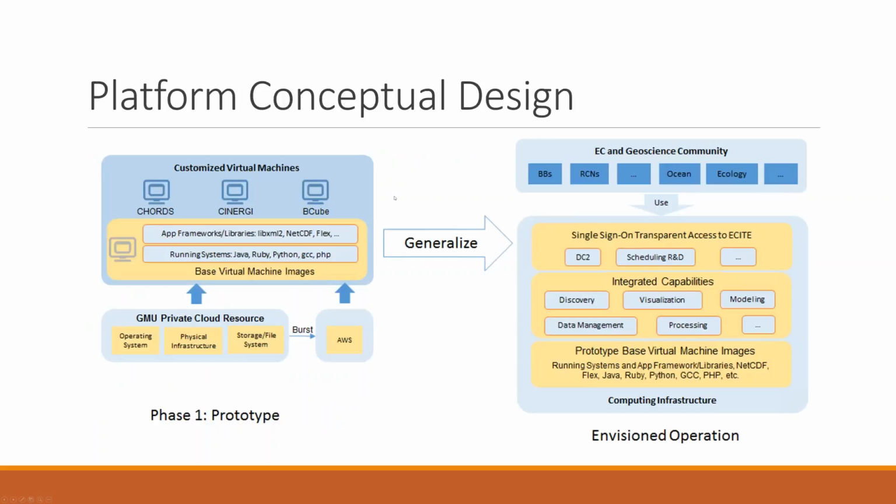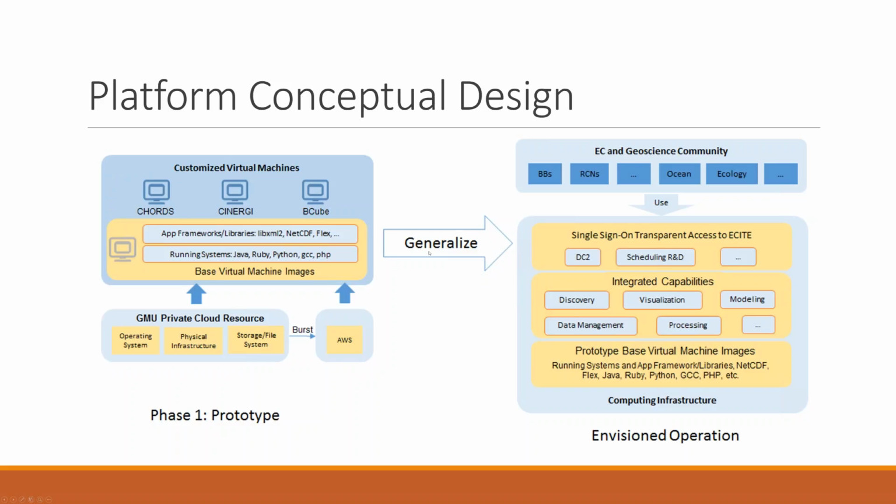And this is a conceptual design of the platform. Initially, for the prototype side, we have the GMU private cloud resource bursting into AWS as the public cloud. On top of both of them, we have some basic virtual machine images, which include some long-time running systems, long-time libraries, and on top of that, we can support different EarthCube projects. We have several projects running in the environment. And this is the prototype, the current stage.